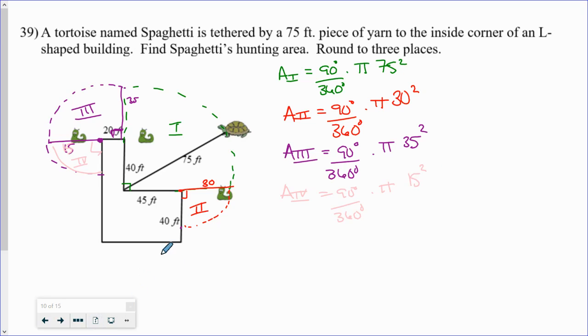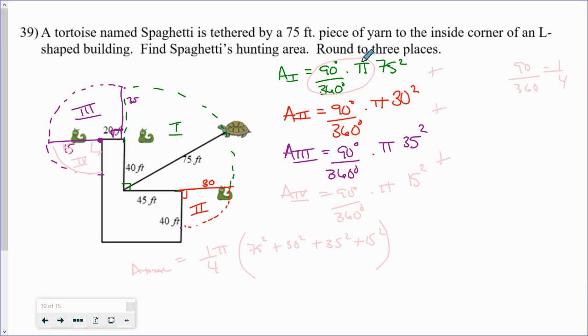So we need to wrap it up. The area total here, hopefully you can see this pink. It's kind of light, but okay, so the area total would be, I would take that, add that, add that, and add that. I'm recognizing the 90 over 360 times pi is something I could factor out. And I'm also recognizing that 90 over 360 is equal to 1/4. So I'm going to write that my area total is 1/4 and the pi. That's what I'm factoring out, right? This is 1/4 pi. And I can do the 75 squared plus the 30 squared, plus the 35 squared, plus the 15 squared, and just simplify it.